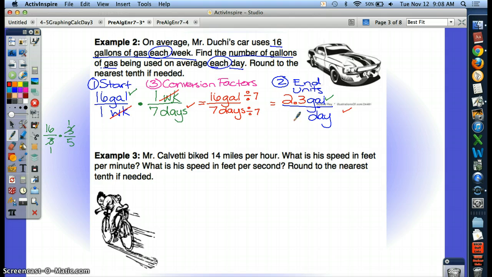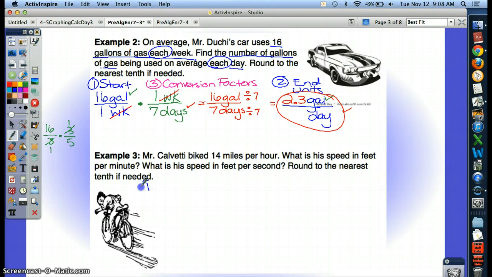Perfect. Nice job, guys. All right, let's try one more. This one's going to have a few more steps involved in it. Read this problem. Mr. Calvetti biked 14 miles per hour. What is his speed in feet per minute? What is his speed in feet per second? Round to the nearest tenth. Try this one with me.